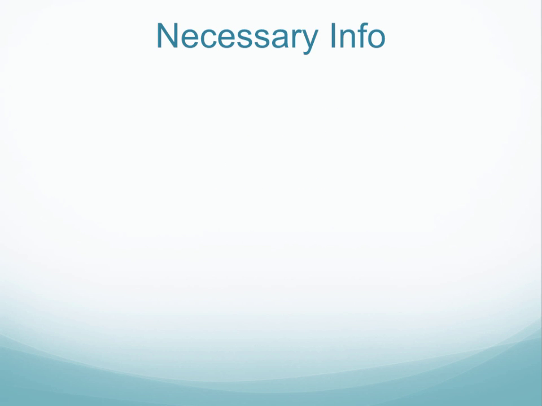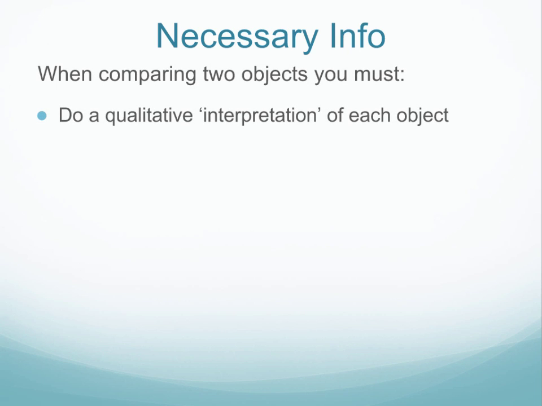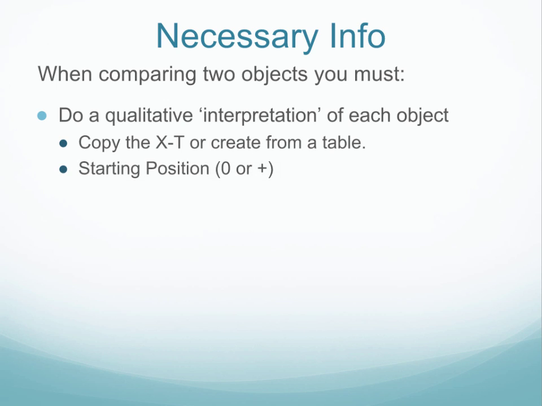Every time you do a comparison between two objects, you have to analyze both objects individually. This is the necessary information you're going to need. One is a qualitative interpretation of each object. So you're going to either copy or create the XT graph from a table, identify the starting position of each object, the ending position of each object, the direction of each object. Notice I'm also giving you what those possible answers could be. Starting position is either 0 or positive. Ending is either 0 or positive. Direction is 0 or negative.